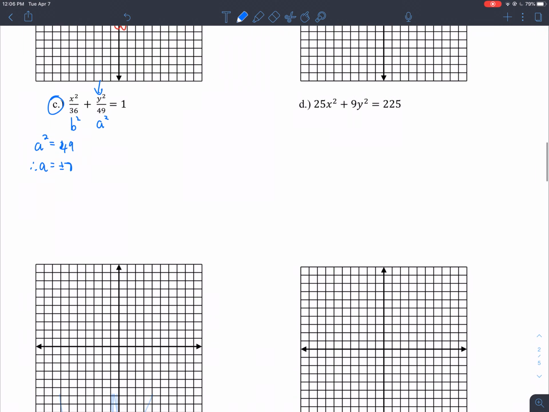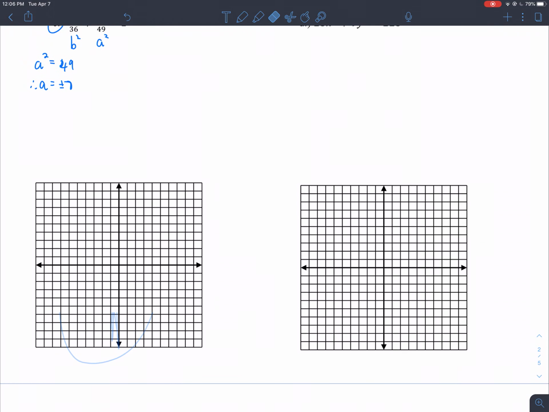And because A squared is under Y squared, then I know that this is a vertical ellipse, and so it's going to be up here at 7 is my... Wait, I've got some residual erasing here. That's interesting. I've got plus minus 7 up here, 7 and negative 7. Okay, so these are my vertices. Okay, that means that this is the major axis again. Major axis is here, so the foci should be on that axis too.